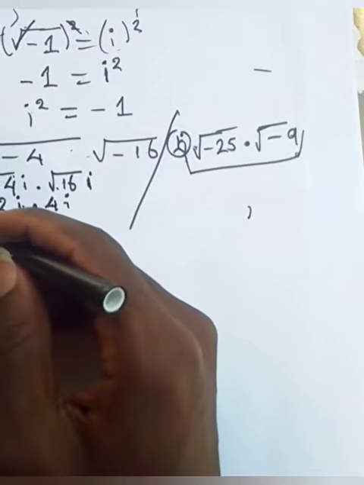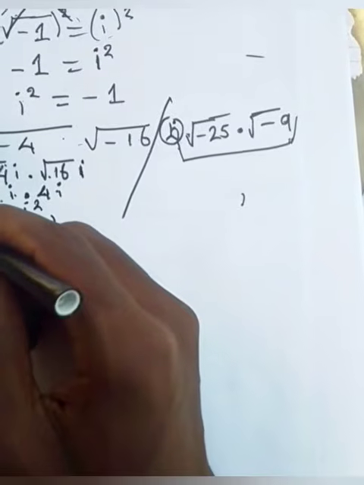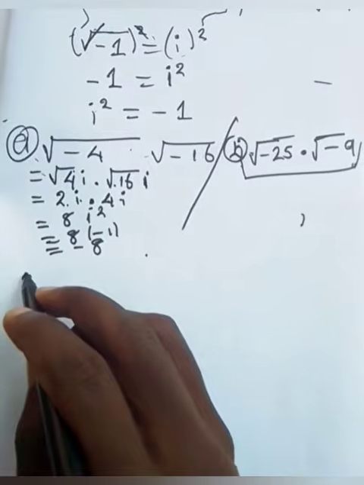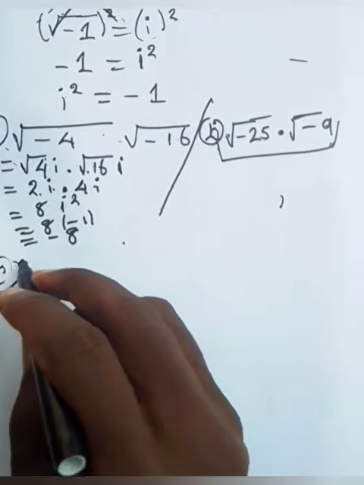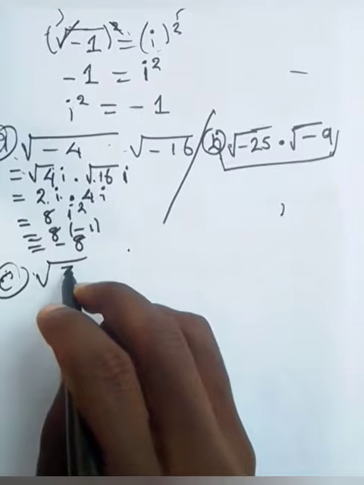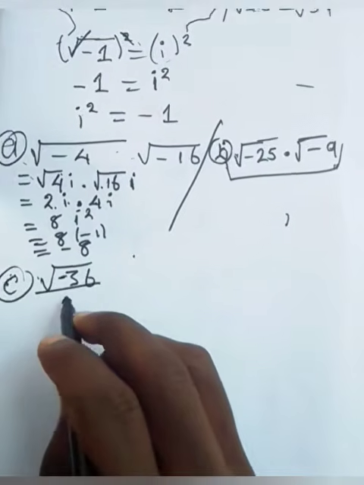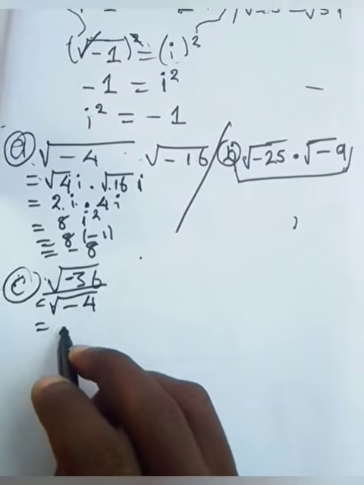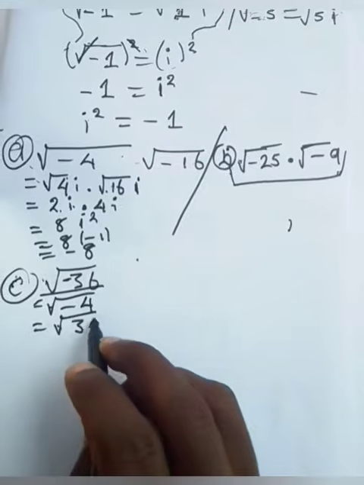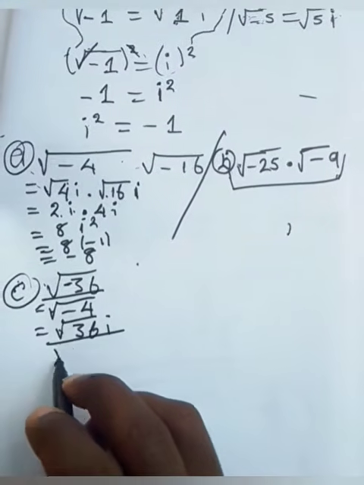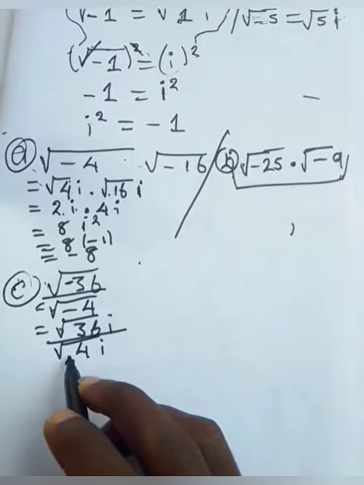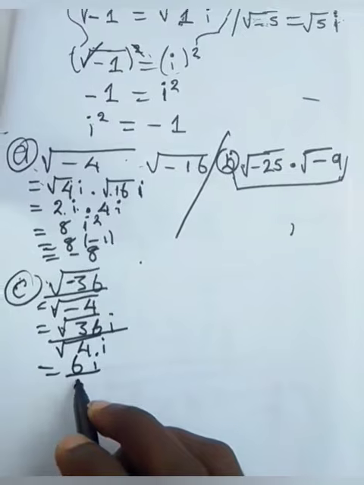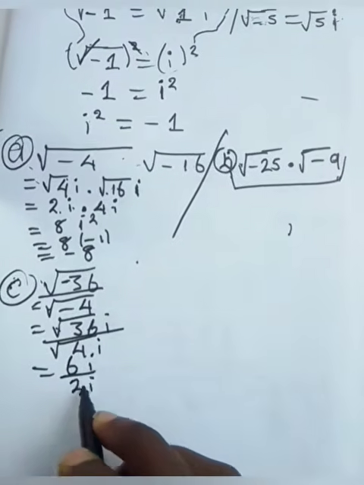Alright, so now let us move on. We have A and B, so let's go to C. For C, we have square root of negative 36 over square root of negative 4. So let's write them as complex numbers. Basically we have square root of 36i over square root of 4i, right? And what is the square root of 36? It is 6, so we have 6i. The square root of 4 is 2, so we have 2i, right? So 6i over 2i.